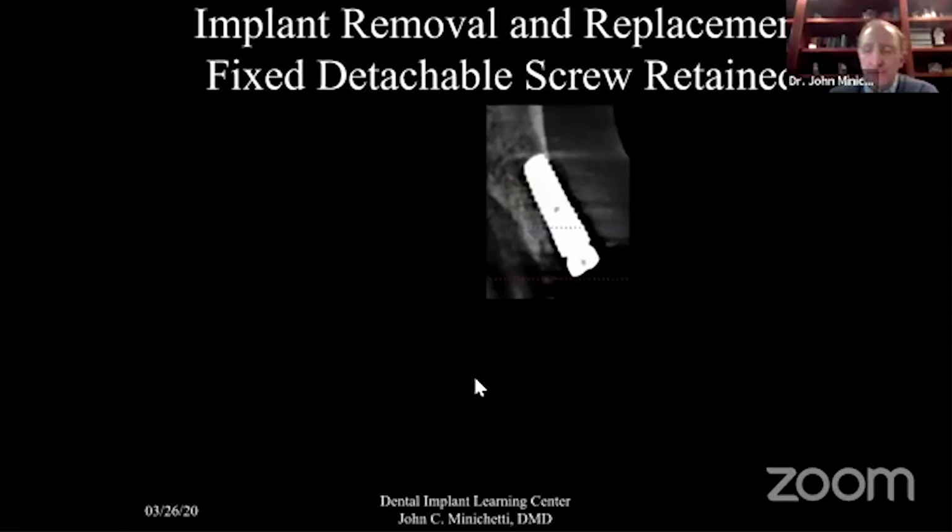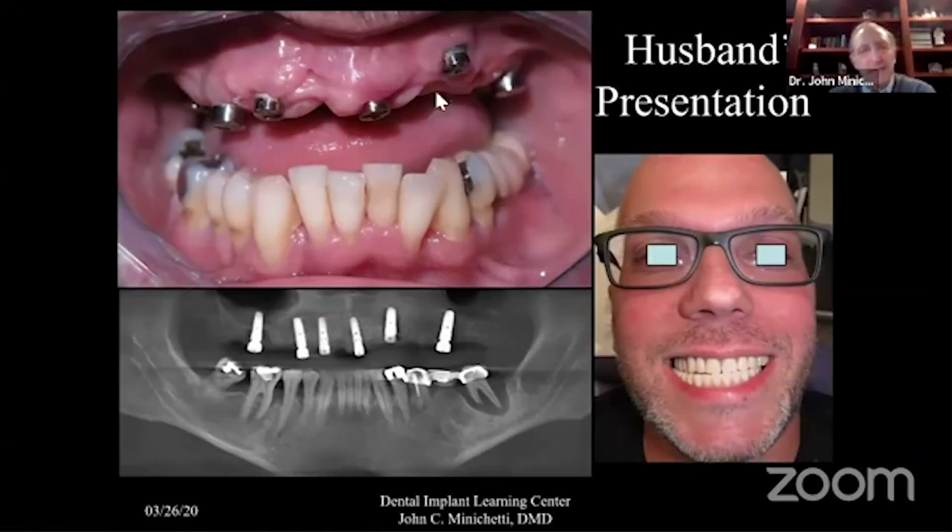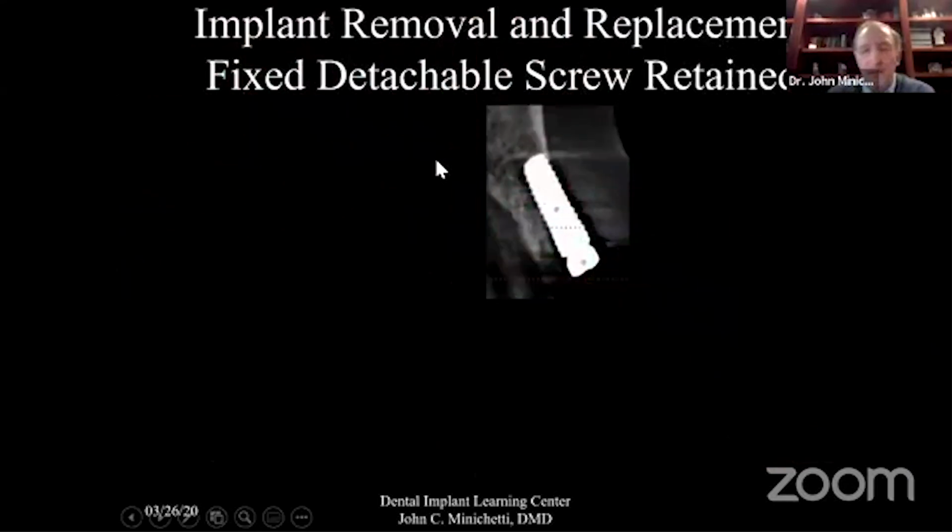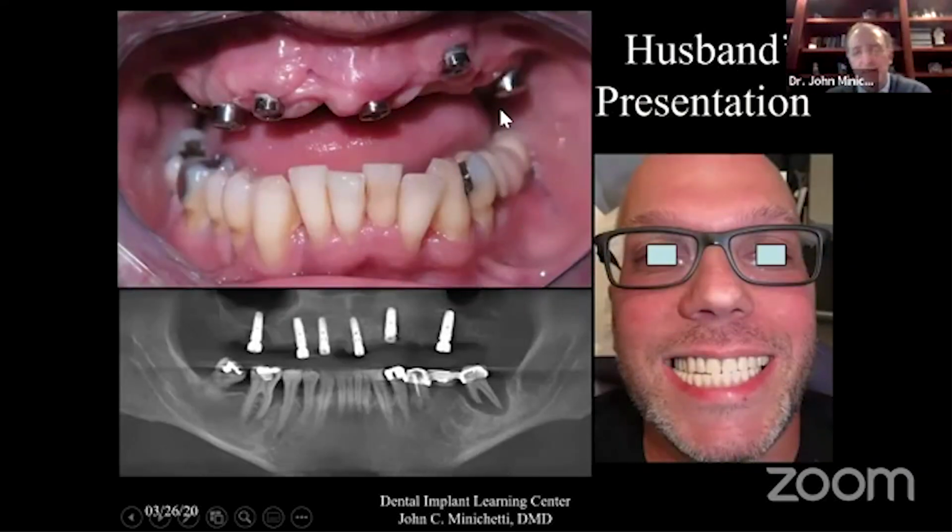So for Anthony's treatment plan, I discussed the treatment options with him, and I felt that the best treatment option for the upper was to complete it as an upper fixed detachable after removing a couple of hopeless implants and replacing them with implants adjacent to those areas, and then following up with simultaneous lower tooth removal because of the severe periodontitis on the lowers, and fixed detachable zirconium upper and lower fixed cases for him.